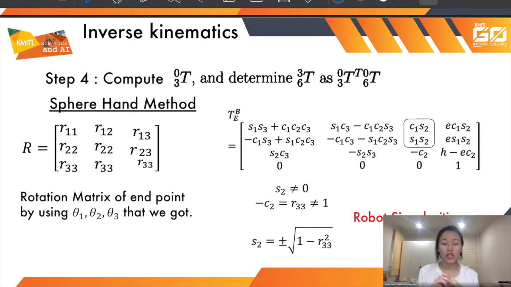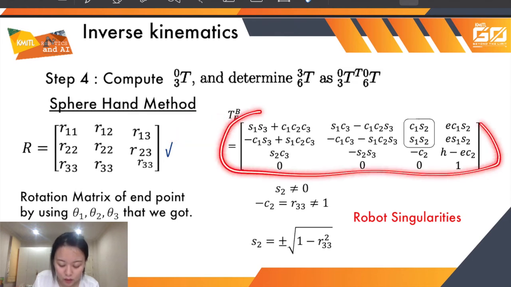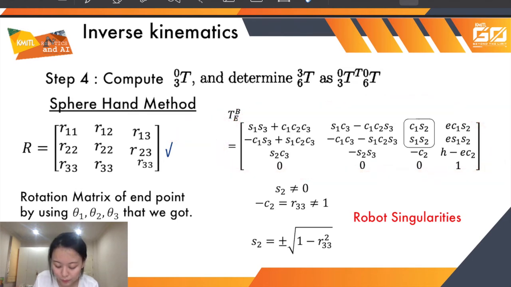The sphere hand method is one method that we can use to find the inverse kinematics. For this method, we first note that the theta 1, 2, 3 that we just calculated can define the rotation matrix. So we will create the rotation matrix like this, and next we will find the homogeneous matrix, this one.